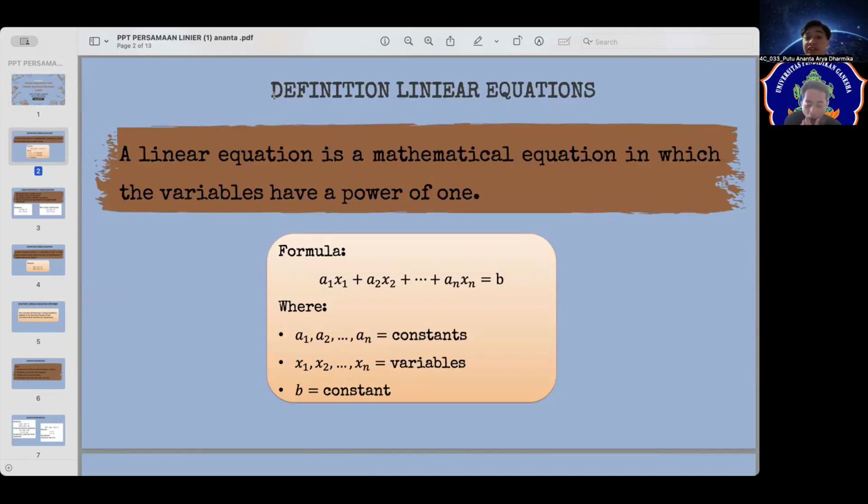A linear equation is a mathematical equation in which the variables have a power of 1. The formula is a1 x1 plus a2 x2 plus until an xn equals b. Here a1, a2, until an are constants, x1, x2, until xn are variables, and b is a constant.